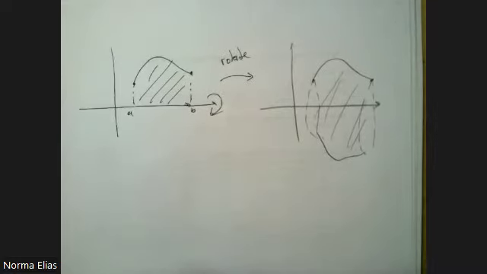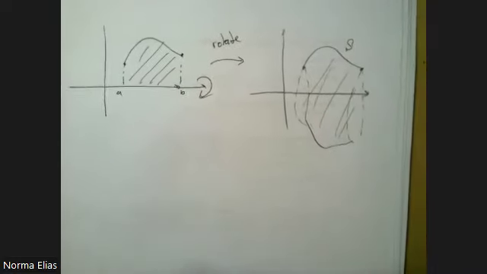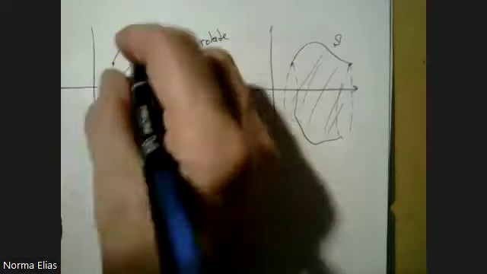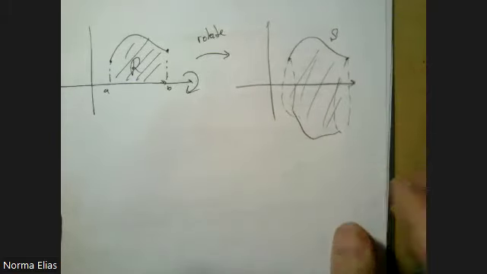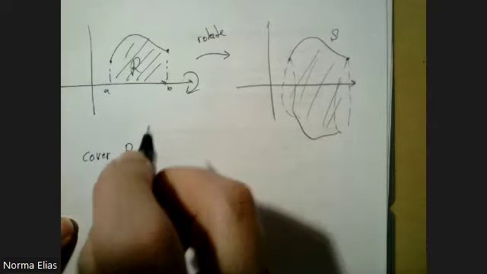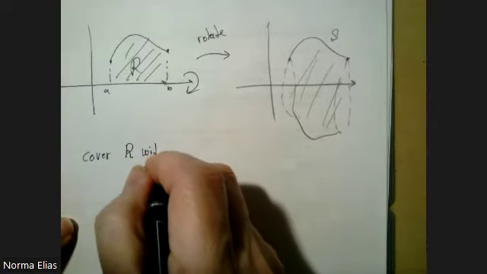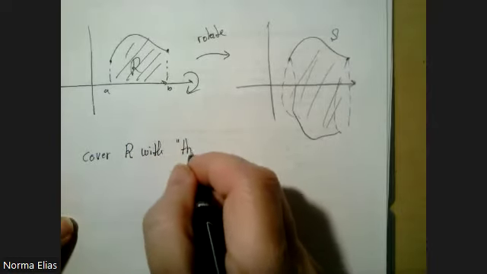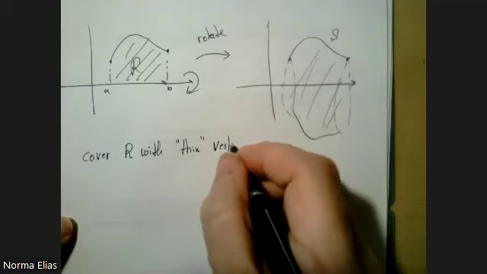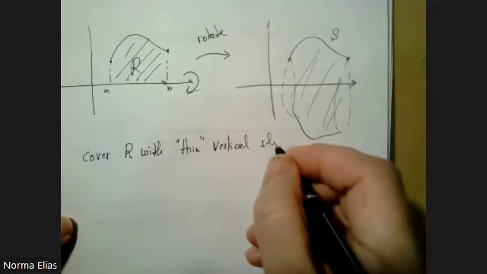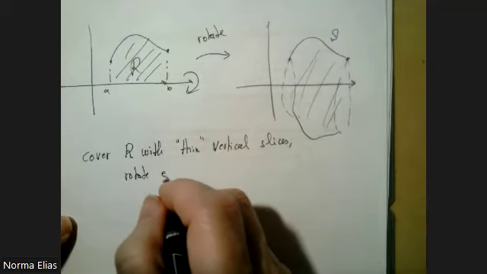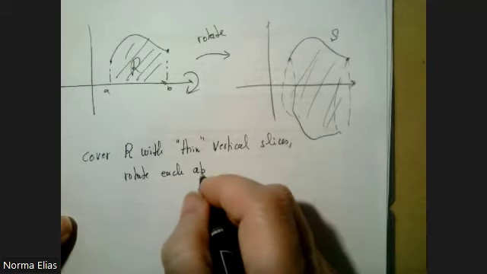All right. And the question is, that's S. Find the volume. All right. So what we're going to do is we are going to cover the region. So this is my R and this is my solid. So we can cover the region R with, quote unquote, very thin vertical slices or vertical rectangles. And then rotate each about the x-axis.